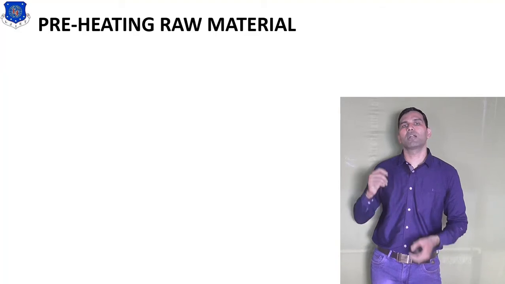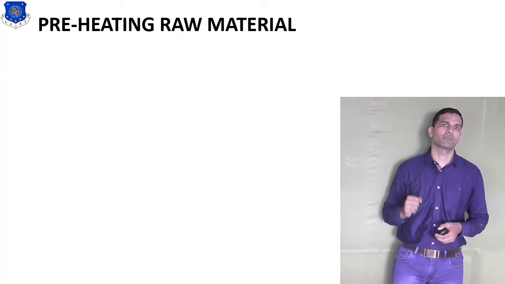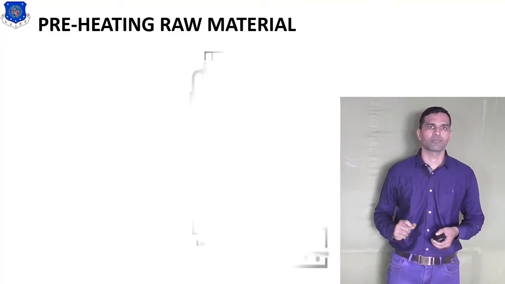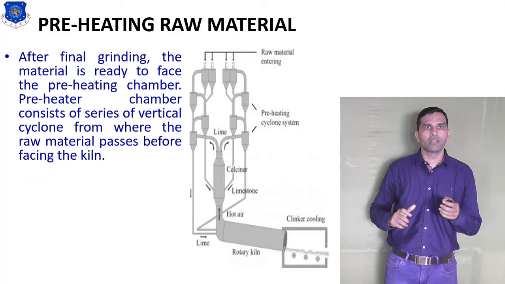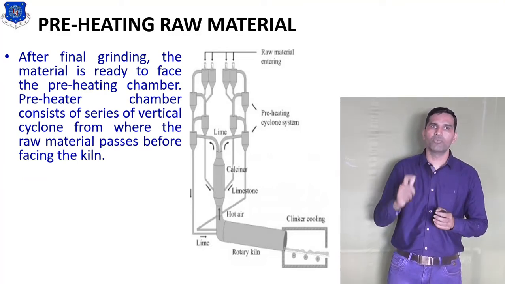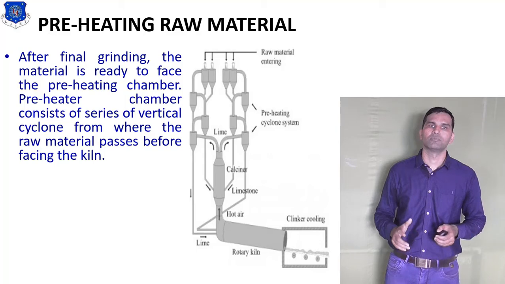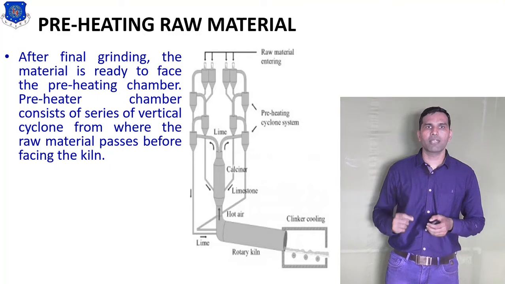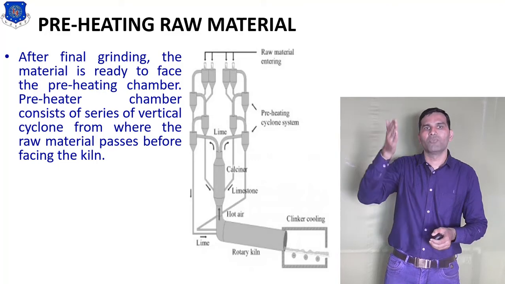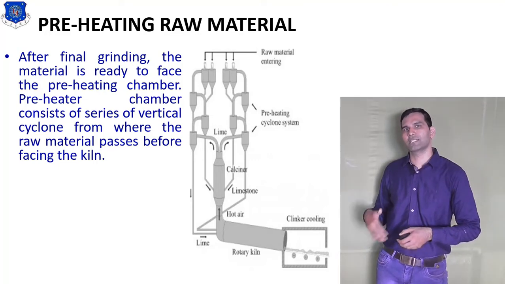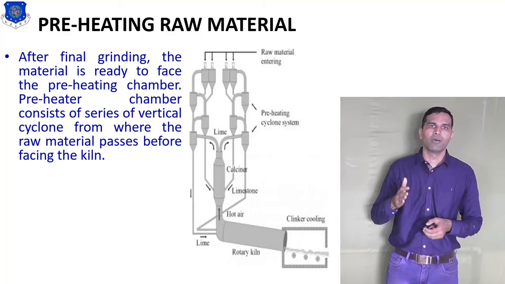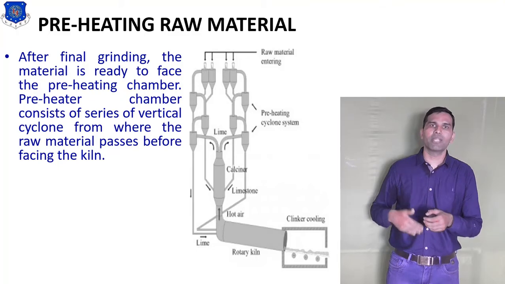Now we discuss the third phase of the cement manufacturing process. This is preheating the raw material. After the final grinding, the material is ready to enter the preheating chamber. The preheater chamber consists of a series of vertical cyclones through which the raw material passes before entering the kiln. That means the next step is the kiln. So before passing into the kiln, the raw material will pass through the preheating chamber.